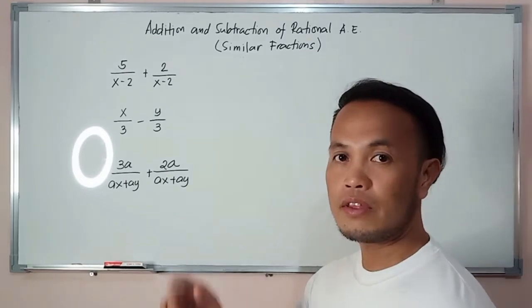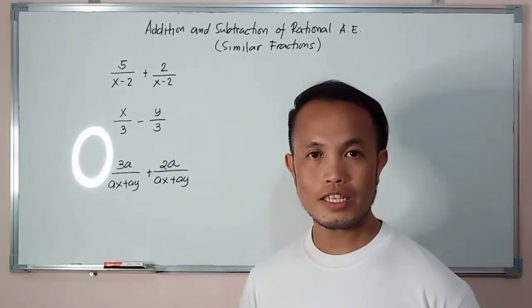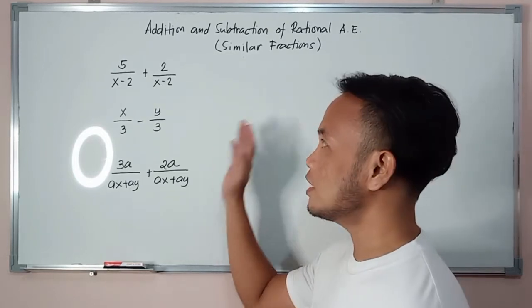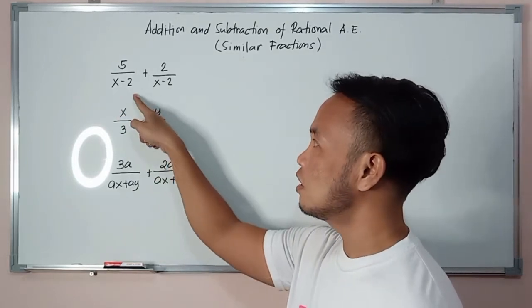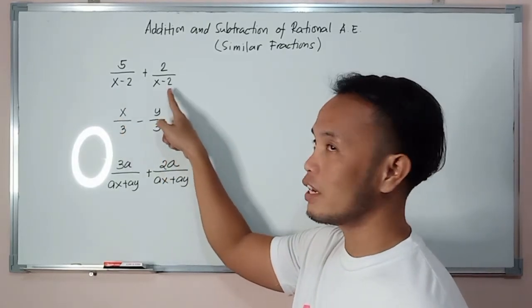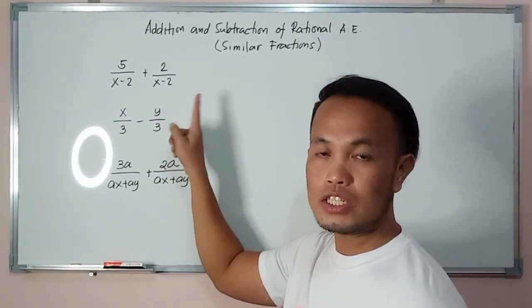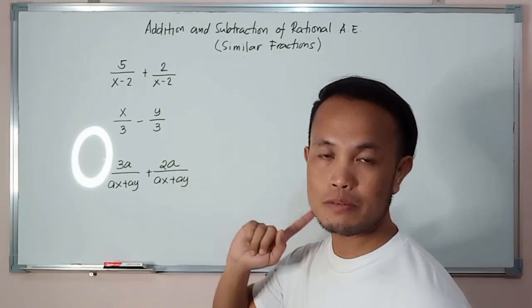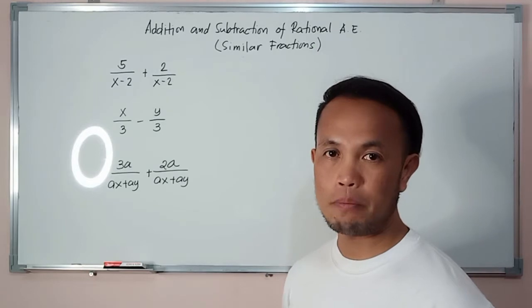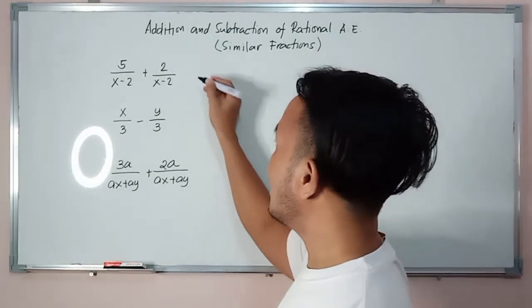We are given 5 over x minus 2 plus 2 over x minus 2. As you can see, we have the first fraction and the second fraction, with denominators x minus 2 and x minus 2. So what we need to do is simply copy the denominator x minus 2 and perform the operation in the numerator.